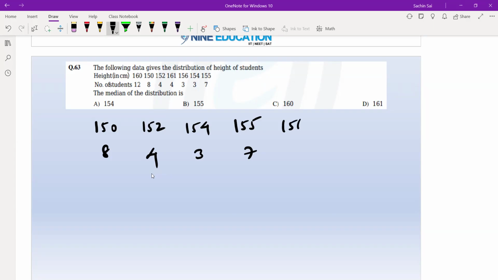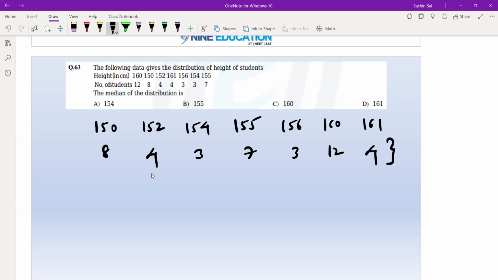Yes, 156 centimeters. There will be 3 students. Then 160 centimeters, 12 students, and 161 centimeters, 4 students, right? Now, remember, when you want to find the median, you arrange all the observations in ascending order and you find the middle term, right? Now, what is the total number of observations here?